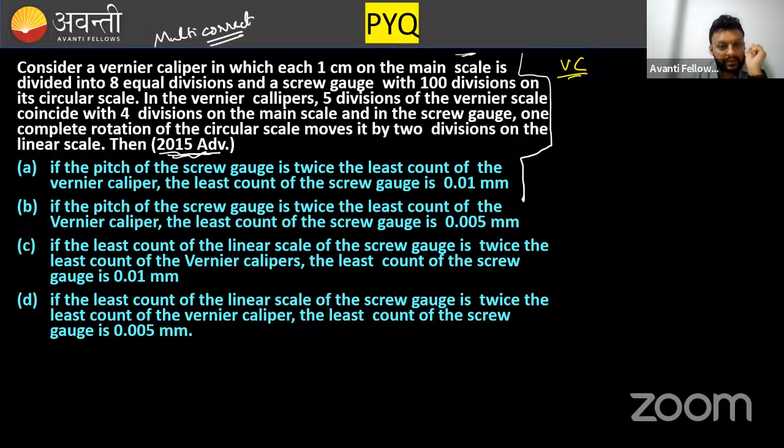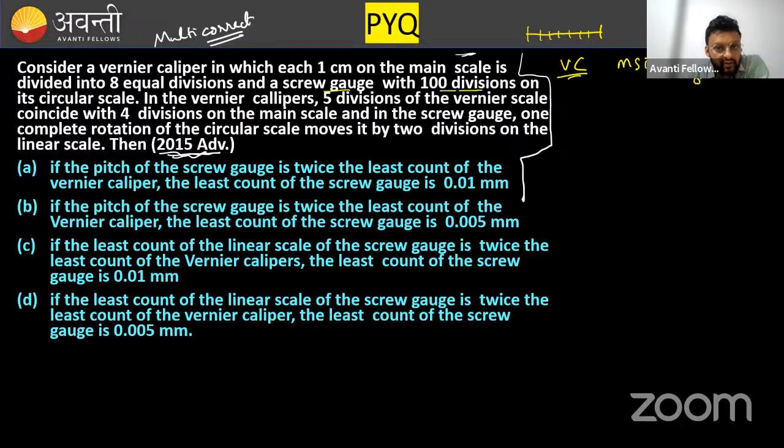The question is saying vernier calipers in which each 1 centimeter on the main scale is divided into 8 equal divisions. That means, for example, this is a 1 centimeter mark and it is divided into 8 equal parts. So what is 1 MSD? One main scale division is what? 1/8 centimeter, can I say? This is very much clear.